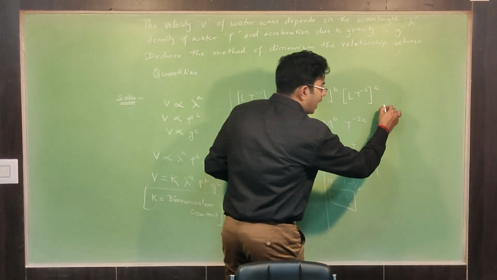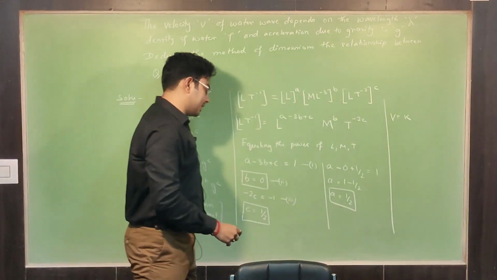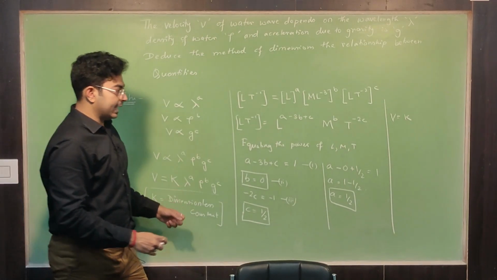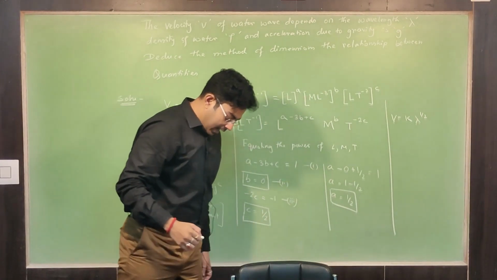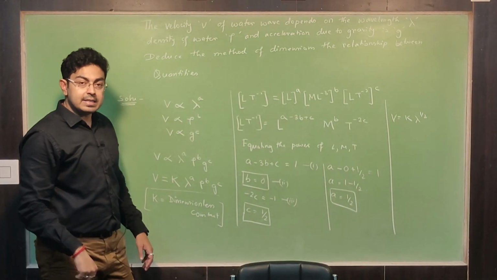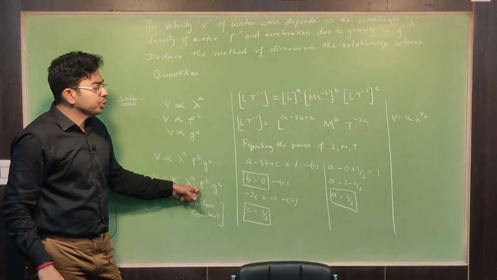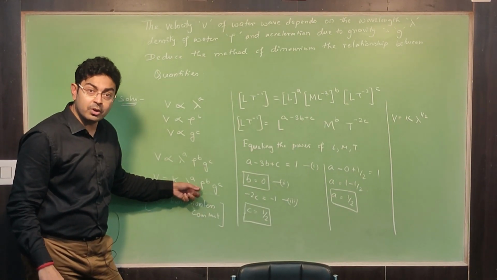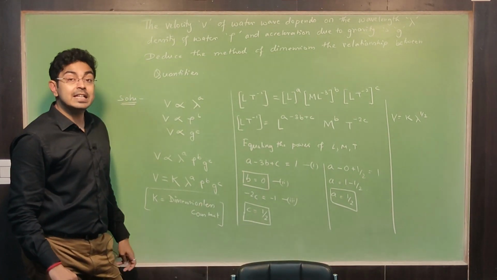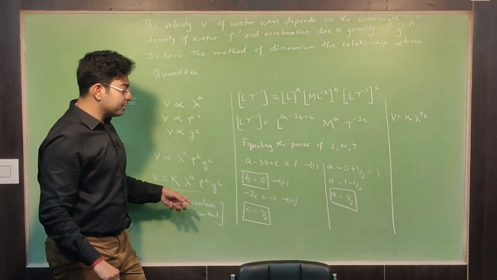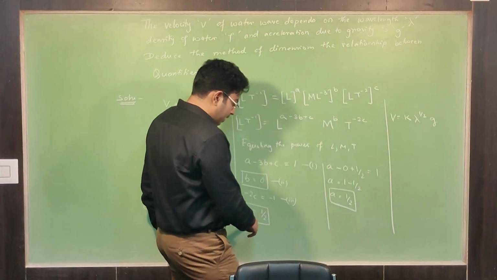So now we can do it here. V is equal to dimensionless constant K, lambda to the power A. Lambda to the power A is lambda to the power half. Next, what do we have? Rho to the power B. Do we need to write rho to the power B? No, it's 0. And then what do we have? G to the power C. C will be what? Half only.